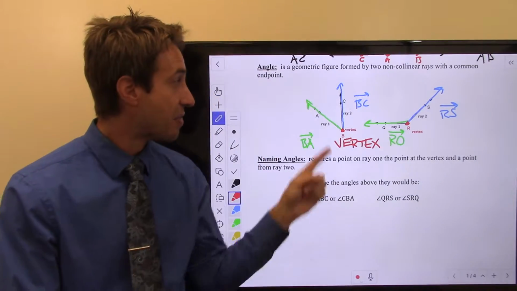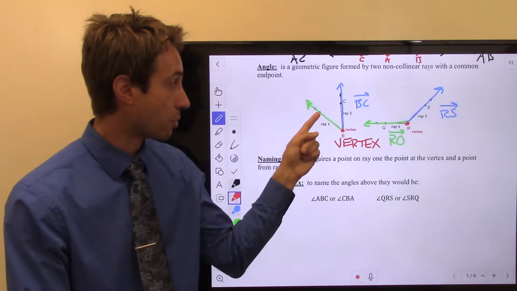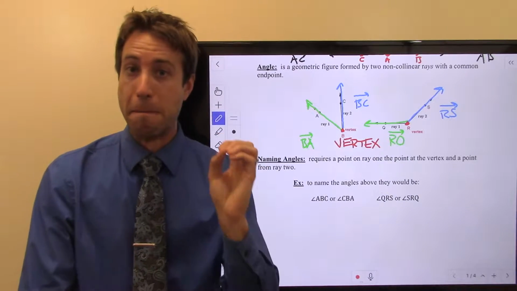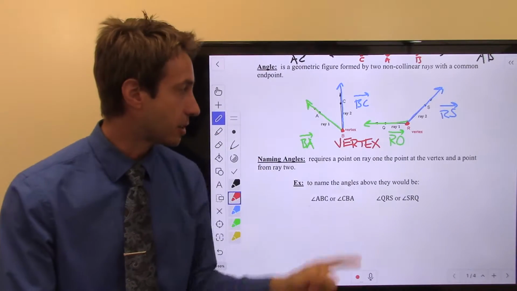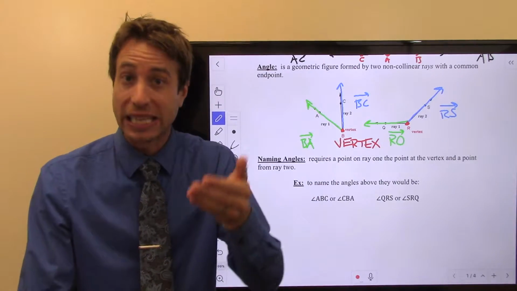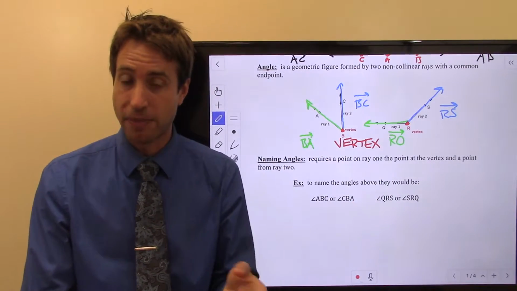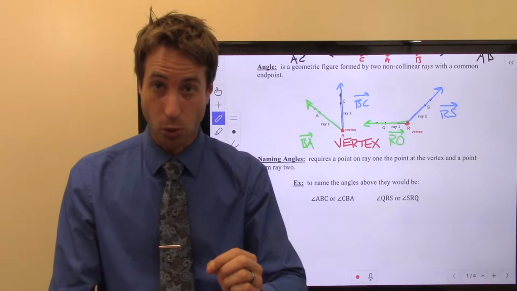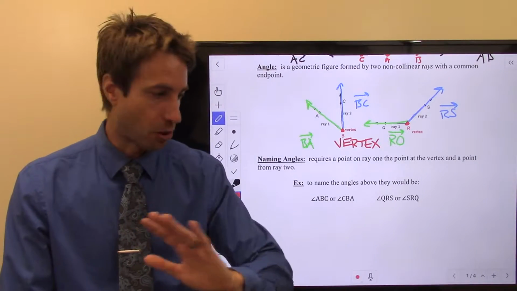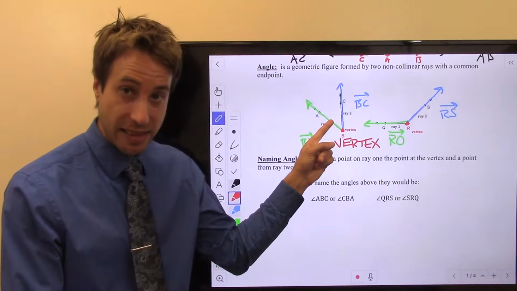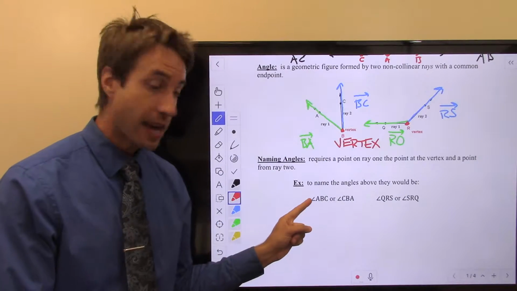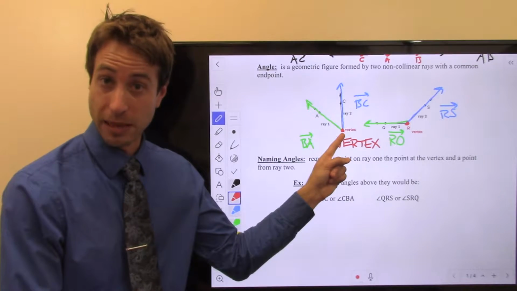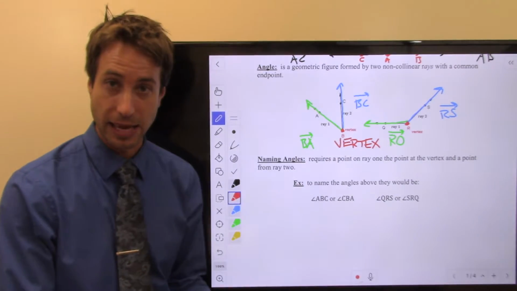You need 2 points that are on each of the rays, right? So point A is on the first ray, point C is on the second ray. The third point must be the vertex, which in our case is the point that both rays have in common, the point B. Now, when it comes to naming, the vertex must be the middle point. So two perfectly legitimate ways of naming this angle. You could call it the angle ABC. That's fine. B is the vertex, so it's the middle point. That's the angle ABC.